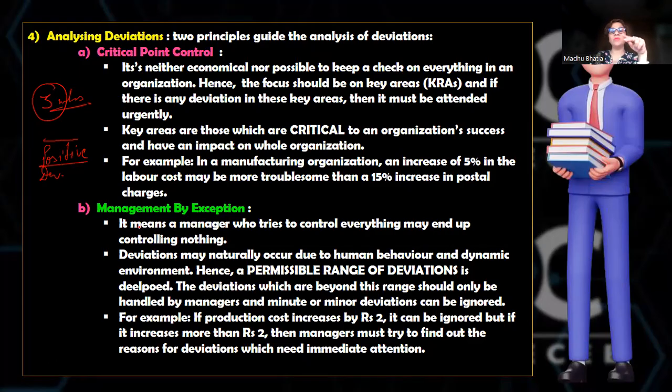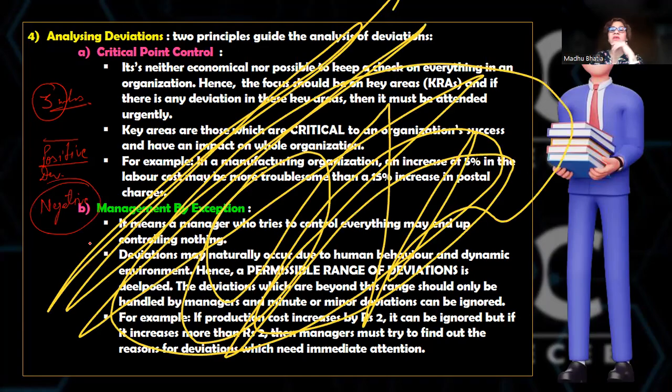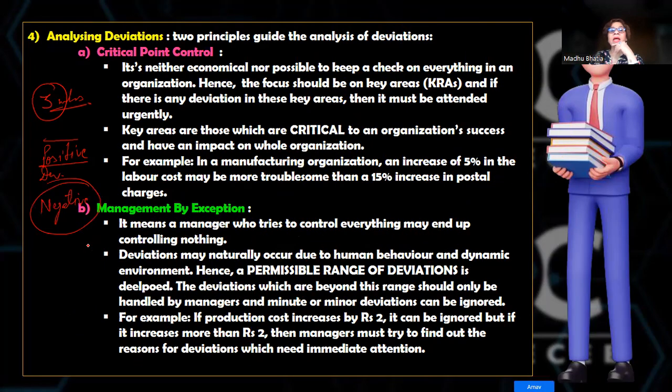However, if the actual performance is less than the planned performance, that is called negative deviation. And no one wants negativity in life, whether it's work or performance or marks. So negative deviation needs to be taken care of then and there, or removed there. When we talk about analyzing of deviations, two principles guide this. The first principle is called critical point control, which we usually call CPC.